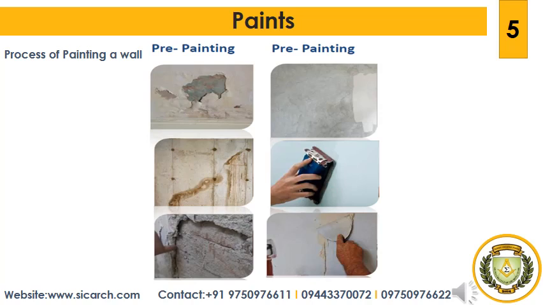During painting, the brushes should be immersed in paint up to 1/3 length of the bristle, and the excess paint in the brush should be removed gently by pressing the bristles against the inner surface of the pot. After the work is over, the brushes should be cleaned at once with kerosene oil.